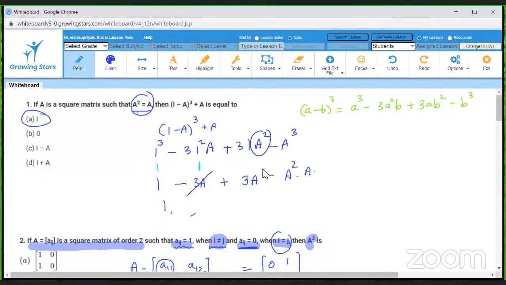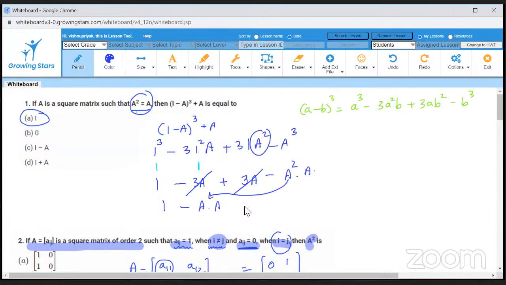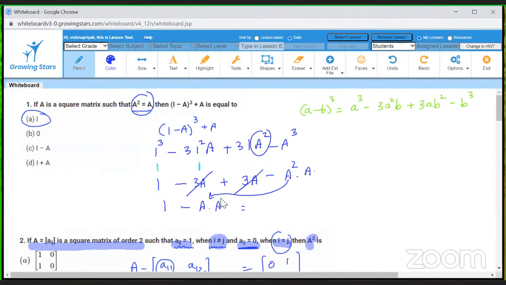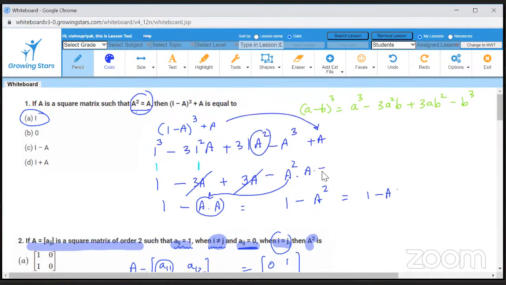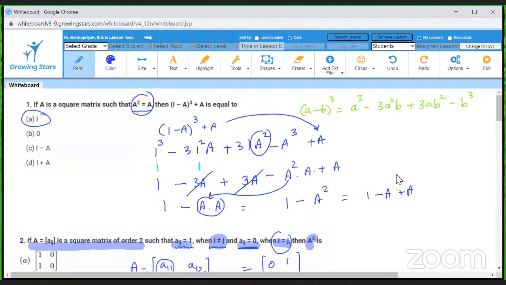So this minus 3A and plus 3A will cancel. Now I minus, again A square I can write as A into A. I minus A into A is A square, and again A square is A. Okay. Then in the last I have plus A. So minus A and plus A will cancel. I is the answer.